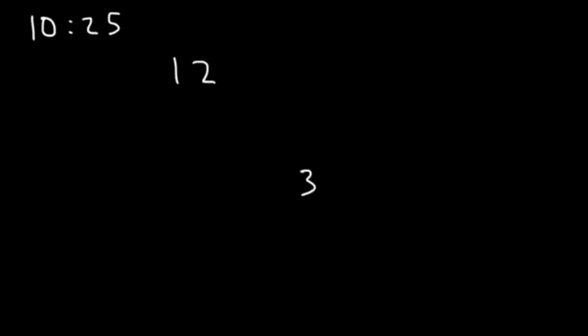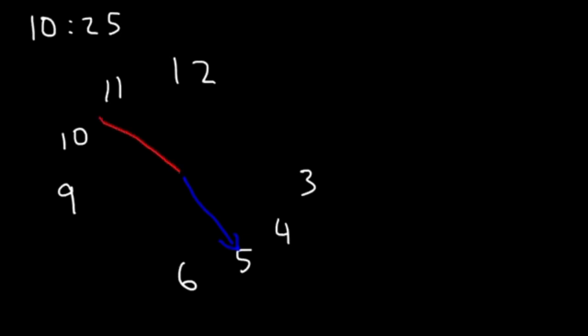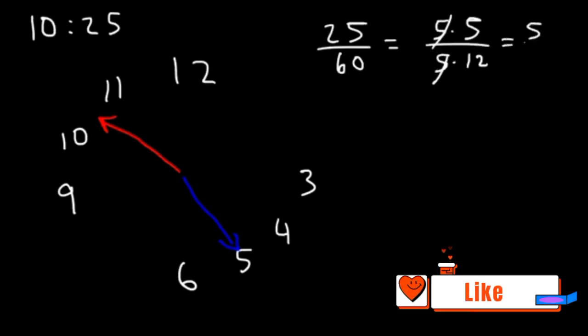This is going to be 12, 3, 6, and 9. So 25 corresponds to 5. That's where the minute hand is going to be located. Now the hour hand is between 10 and 11. So it's very close to the middle, but it's slightly closer to 10. So there's the hour hand. Now let's find the fraction of 25 divided by 60. So 25 over 60. 25 is 5 times 5. 60 is 5 times 12. So it's 5 over 12.